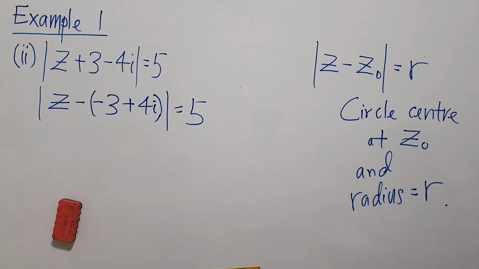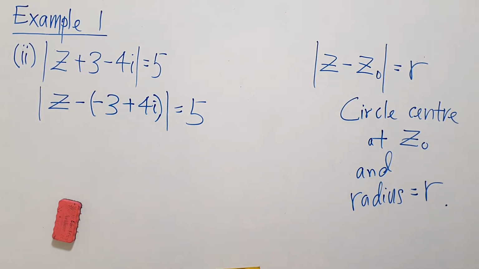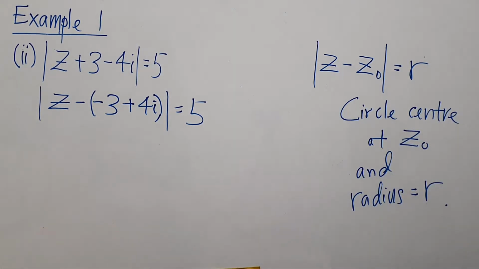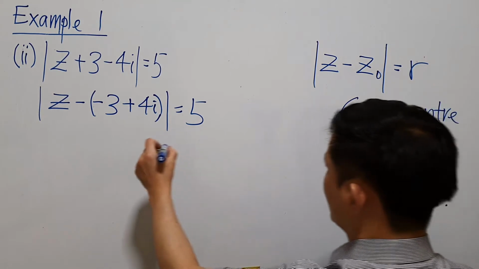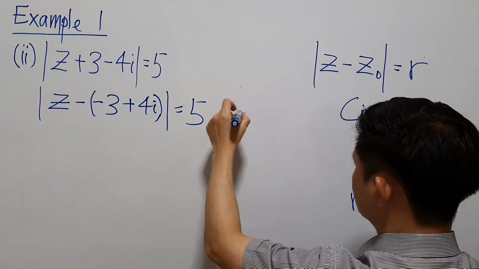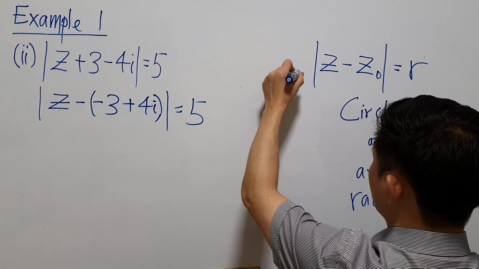After rewriting and comparing with the generic form, you can see that this equation actually represents a circle whose center is at your z0, right? And the radius is 5. So with this correct interpretation, now we are ready to draw the diagram. The diagram will look like this. We draw it here.